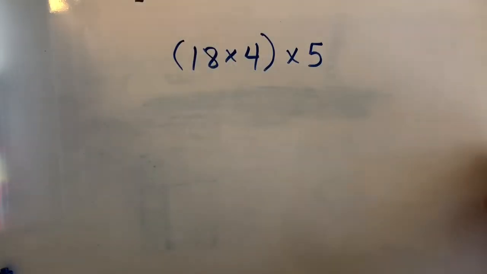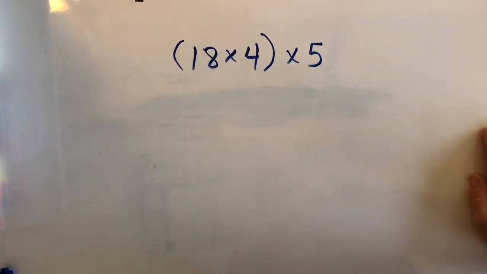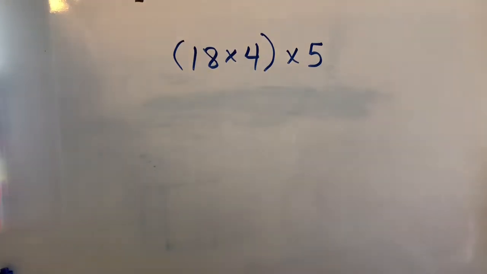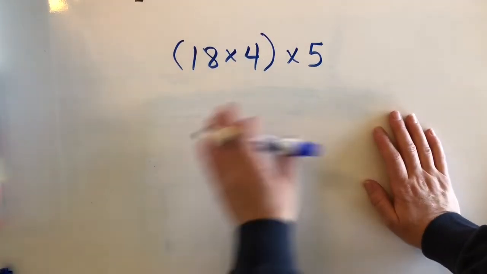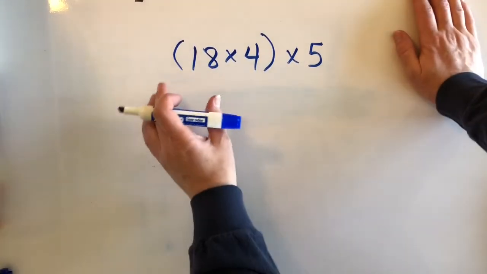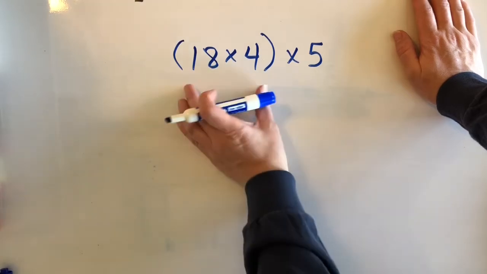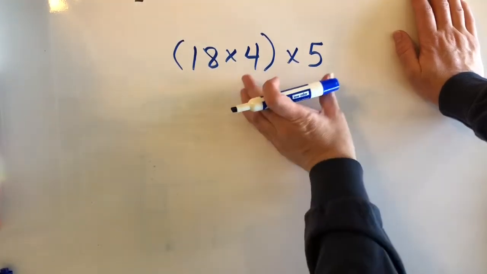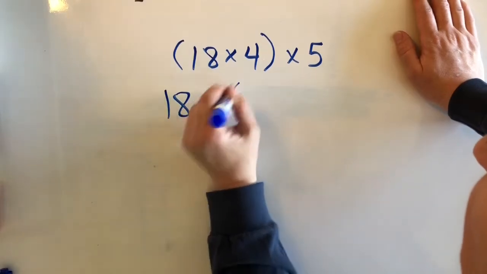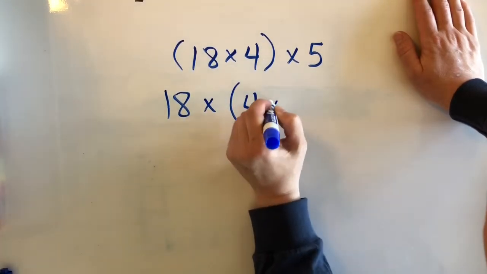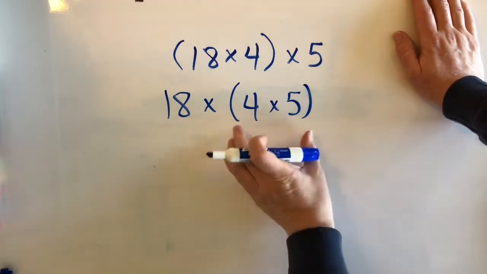The second problem we're going to do is the quantity 18 times 4 times 5. So we just talked about the commutative property of multiplication, that it doesn't matter in what order we multiply these numbers if they're all multiplying. So again, I have 18 times 4, and I don't know how to really do that in my head, but I do know 4 times 5. So I'm going to change my problem to be 18 times the quantity 4 times 5, because I know this.